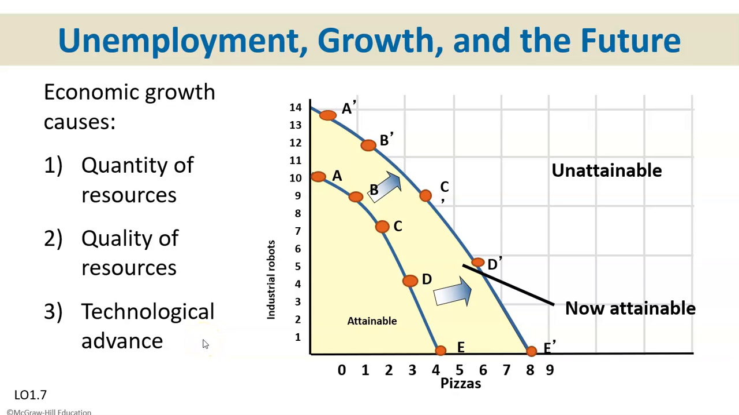And the last one is technological advance. Again, remember, this is technological knowledge. So this means we've learned new information or new ways to produce that we didn't know before. So a good example of this is research and development. A lot of companies do new research to come up with new methods of production or potentially new products.